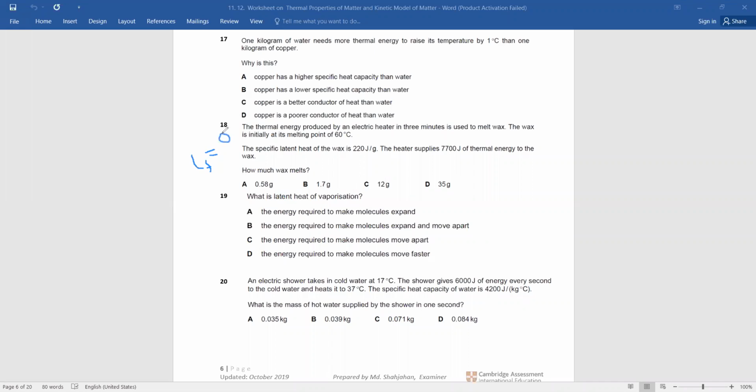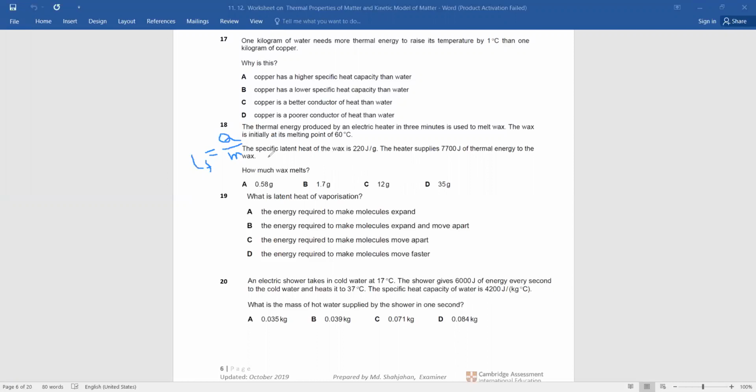Look, they are giving you information about latent heat, not specific heat capacity. So the latent heat formula is like this: Lf equals Q by m. I wrote it. Could you please write these things on your paper? Those who are attending class, please write these calculations in your copy.